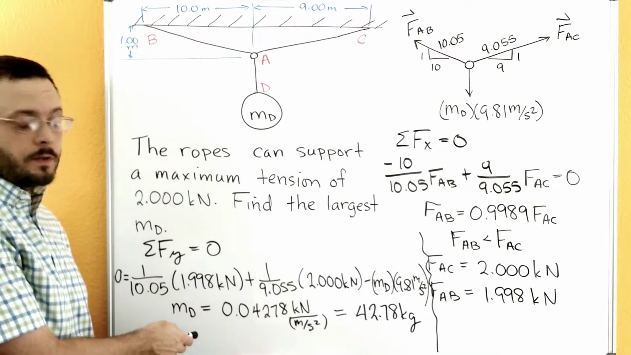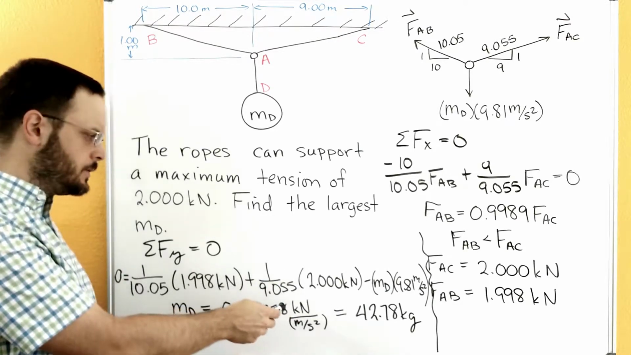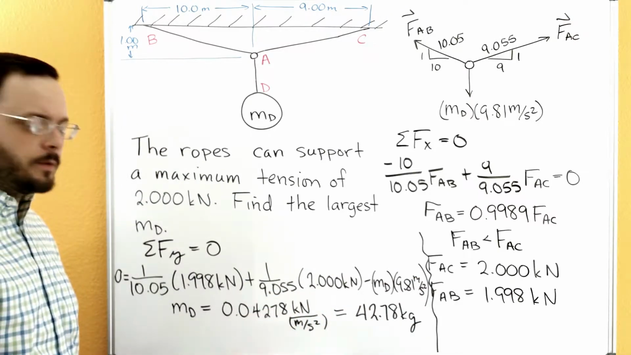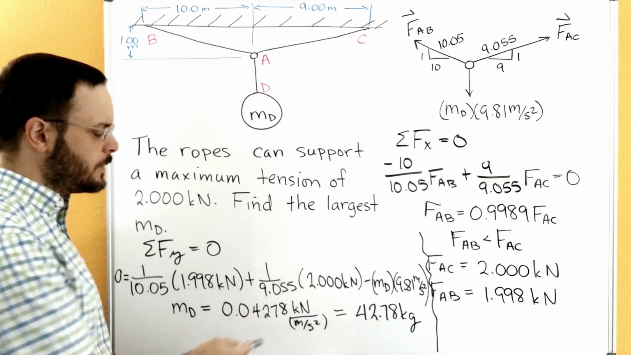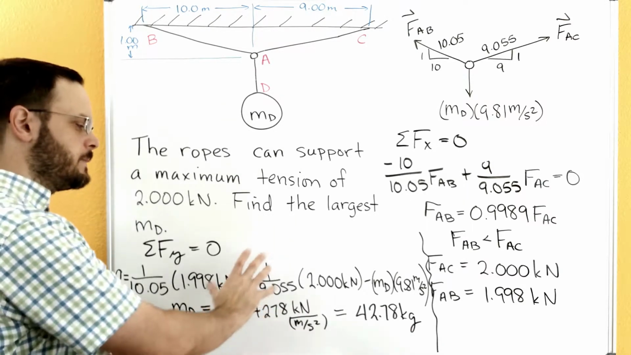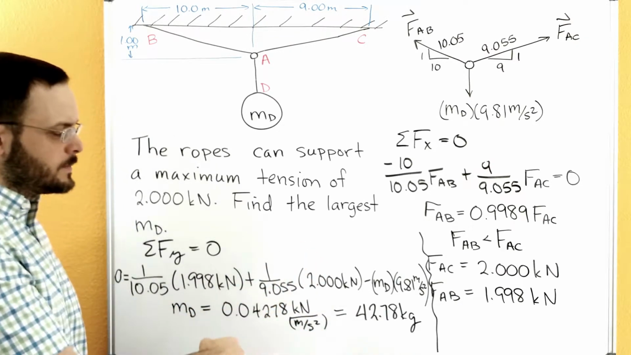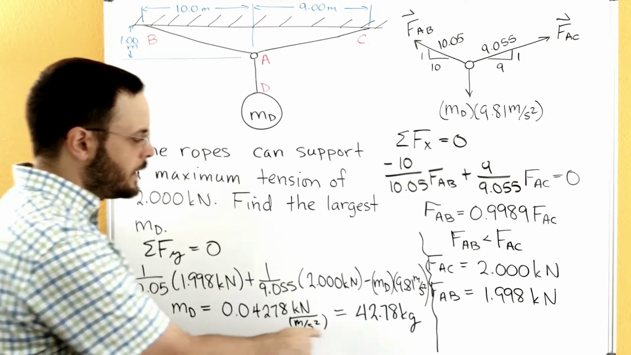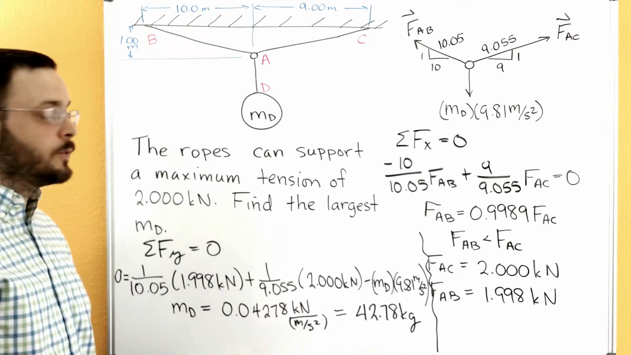And the answer that we get is a little bit complicated now because we had a force that was in kilonewtons. When we divided through in that last step by 9.81 meters per second squared, then we wind up with a unit of kilonewtons per meter per second squared. So I need to go ahead and multiply this whole thing by 1,000, convert that back to newtons, then divide by the meters per second squared. That would convert it into kilograms. So it's going to be 42.78 kilograms would be the largest mass that we could support.